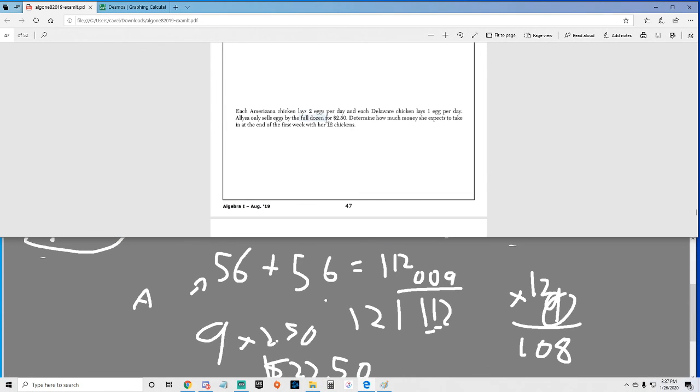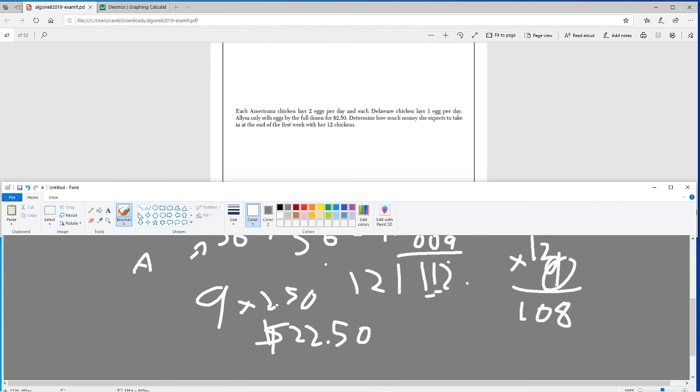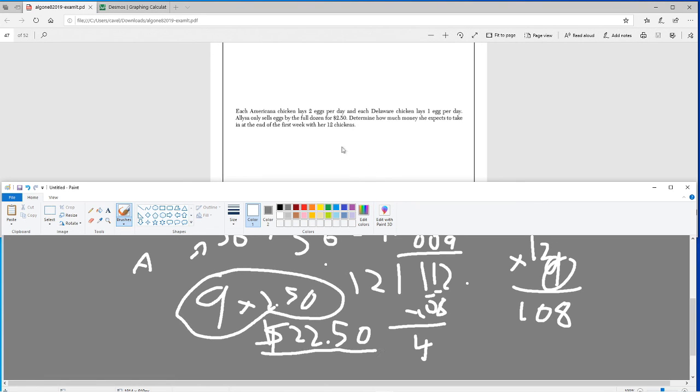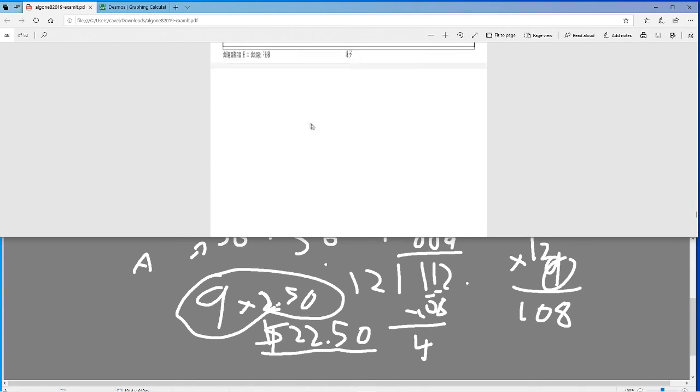Remember, they only sell by full dozen, so I have to divide by 12, which is what I did here. I get 9, minus 108, I get a remainder of 4. So the 4 eggs, she can't sell them, because they're not a full dozen. So in total, she can only sell 9 cartons, which comes out to $22.50. Okay, that's it.